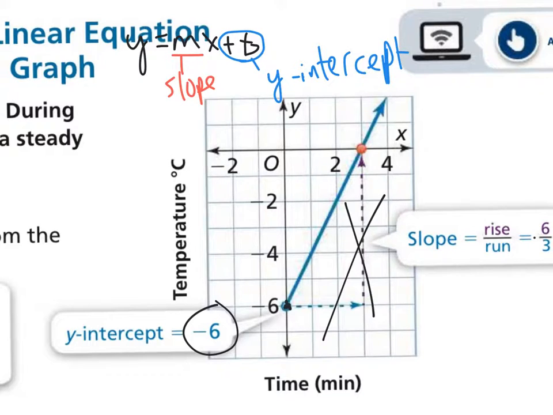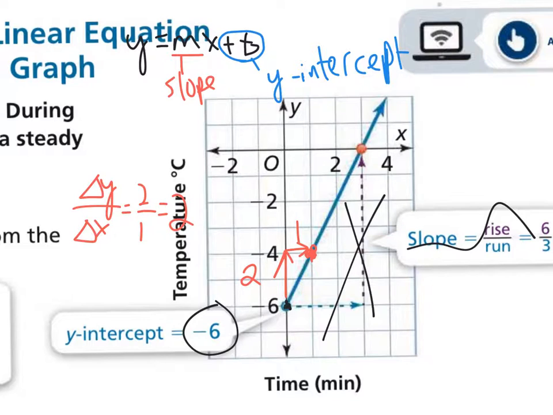We'll not do this like the book's doing. We'll do our y and then our x. So finding another point on the line, if you wanted to, you could actually go right here, would be another point. So you could say we'll go up 2 and over 1. So change in y over change in x: 2 over 1, which is the same as 2. And so the slope would be 2.